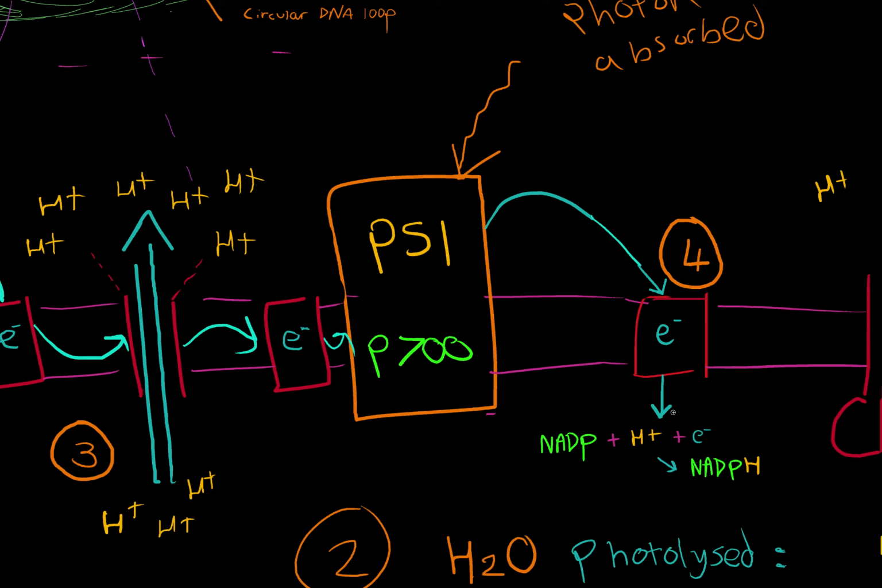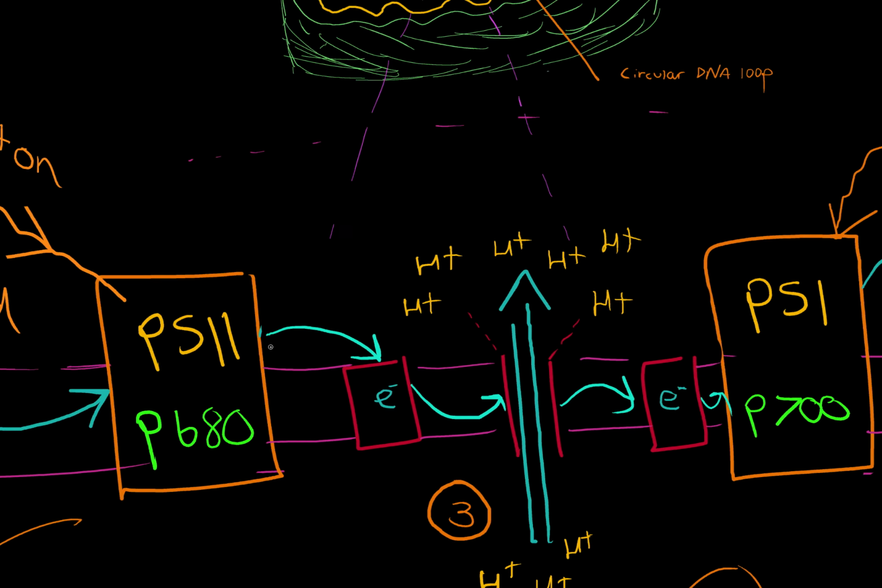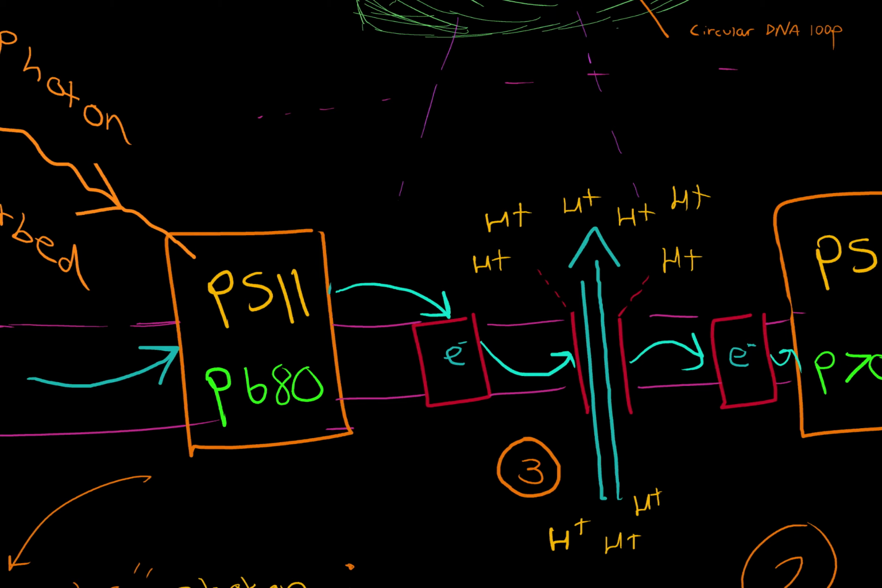Okay, and this is where you have to be very specific here. Some of the PS1 electron energy is used to react NADP with H plus to form NADPH. That hydrogen ion comes from the stroma. The NADP is a coenzyme, present in the stroma as well. But ultimately, this reaction cannot occur with PS2 electrons. It can't occur with PS2 electrons.